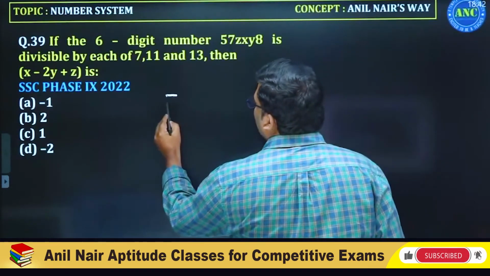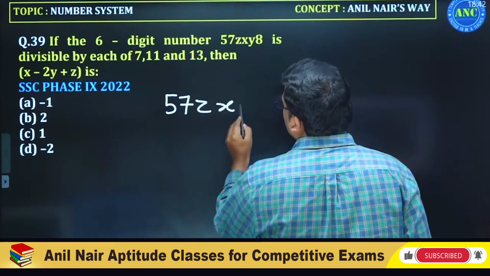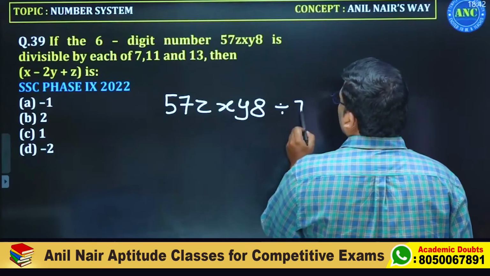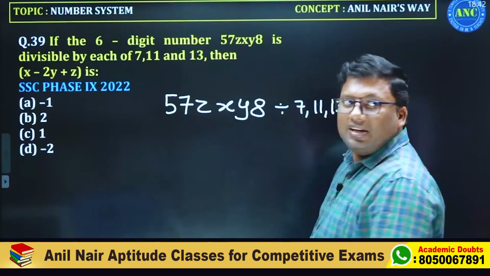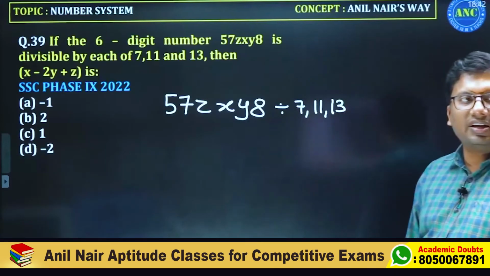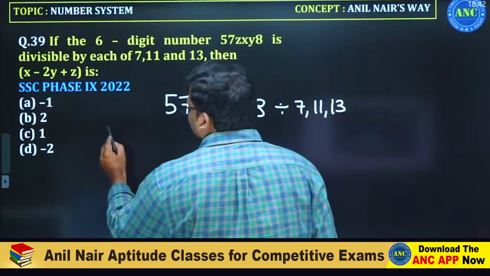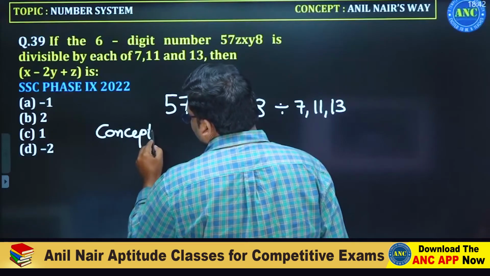There is a number 5, 7, Z, X, Y, 8. It is divisible by 7, 11 and 13. If you know this concept, this question is a straightforward question.